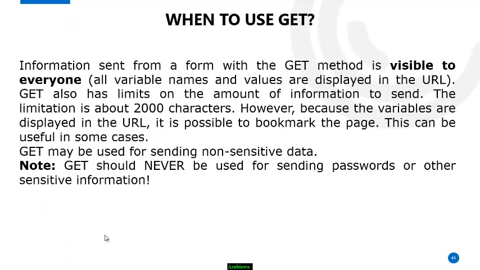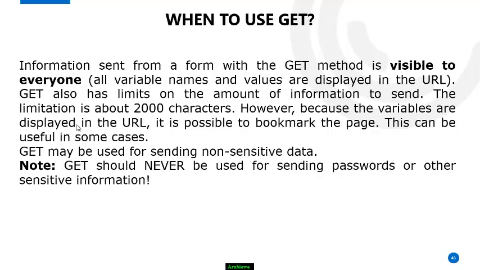When to use the get method? Information sent from a form with the get method is visible to everyone. All variable names and values are displayed in the URL. Get also has limits on the amount of information to send. The limitation is about 2,000 characters. However, because the variables are displayed in the URL, it is possible to bookmark the page. This can be useful in some cases. Get may be used for sending non-sensitive data.